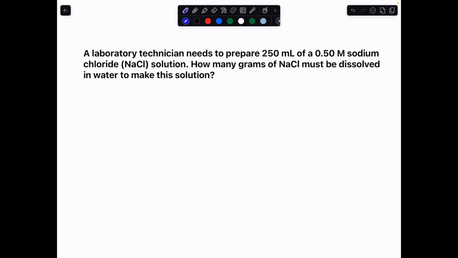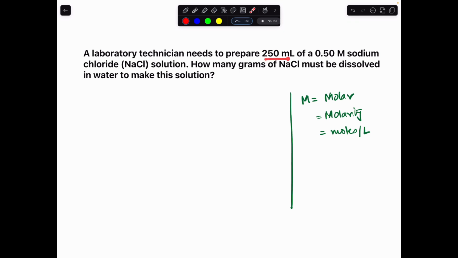And molar, I'm just going to draw a line here. That capital M is the concentration in molar, also known as molarity, which is equal to moles per liter. So that's a unit of concentration. The technician needs to prepare 250 ml of that solution. It's a sodium chloride solution, so that's the molecule that's going to go into solution. The question is, how many grams of sodium chloride must be dissolved in water to make the solution?